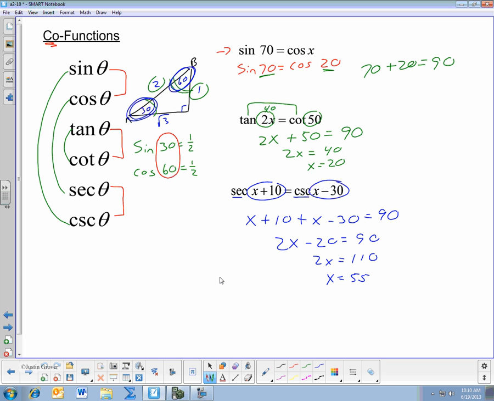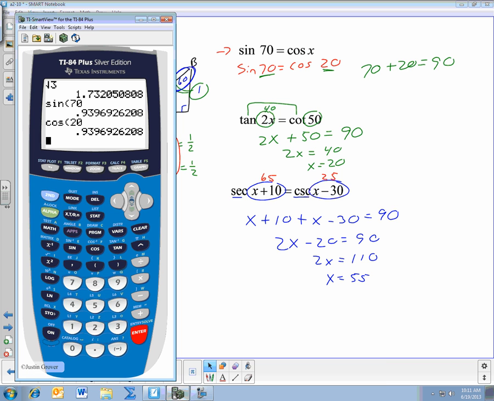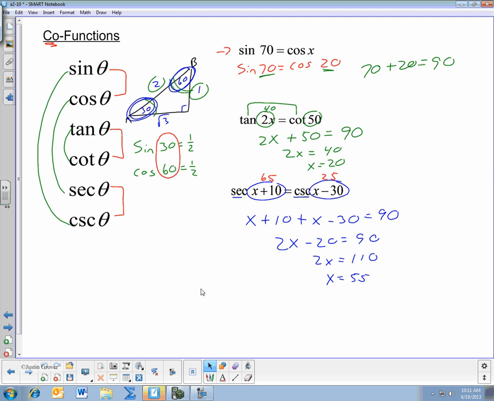Let's plug that back in to check. 55 plus 10 would be 65, and 55 minus 30 would be 25. And we see 65 plus 25 add to 90. But again, I could check it in my calculator. I could type in secant 65 and cosecant 25 and see they're the same thing. To do secant, I have to do 1 divided by cosine 65, and for cosecant, 1 divided by sine 25. And I see I get the same ratio for both of them, so I know my work is correct.